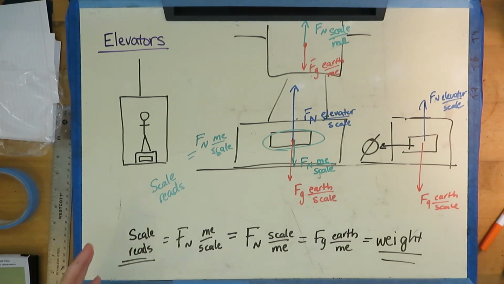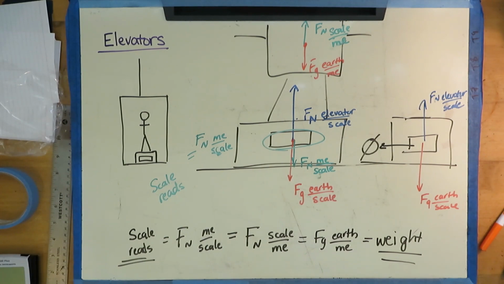So if I'm standing at rest on the scale and it's horizontal and so forth, then yes, the scale is going to read my weight, or its best estimate of my weight. Well, but remember that normal force is actually very variable.